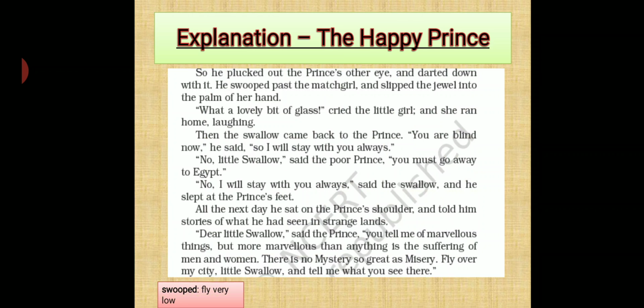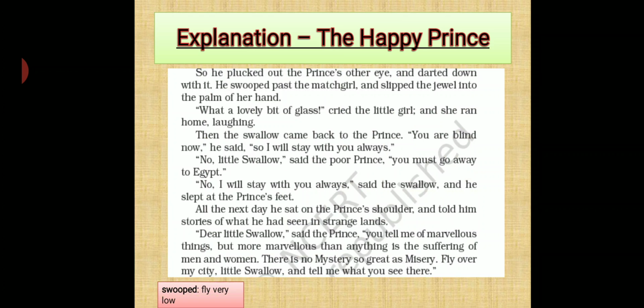When swallow returned to the prince, happy prince, he told him that now he was blind and so he would stay with him forever. No, little swallow, said the poor prince, you must go to Egypt. So now prince said to the swallow that he should go to Egypt now, no need to stay with him. No, I will stay with you always, said the swallow, and he slept at the prince's feet. But swallow refused and said that he would stay with him only and slept on the prince's feet.